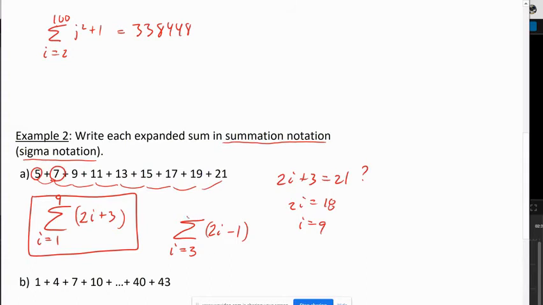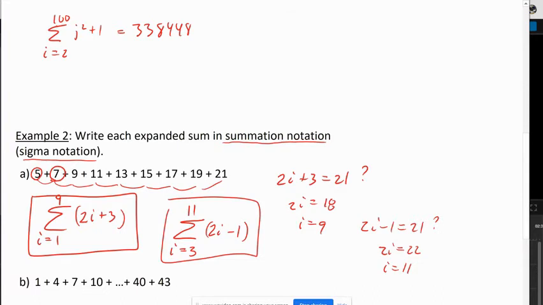Now our ending value is going to be different, because when is 2i minus 1 equal to 21? That's when 2i equals 22, or i equals 11. So this number is going to have to be 11. If you count from 3 to 11, that is 9 terms. So there's another way to write it.